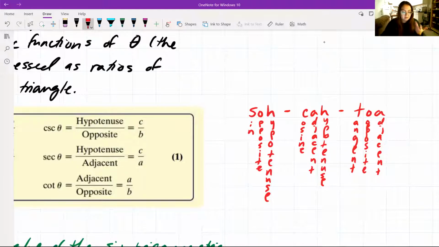And then when we have cosecant, secant, and cotangent, we know it's just going to be the reciprocal of these terms. So the easiest way to remember would be remembering it this way. So remembering SOHCAHTOA. So sine is opposite over hypotenuse, cosine is adjacent over hypotenuse, and tangent is opposite over adjacent.